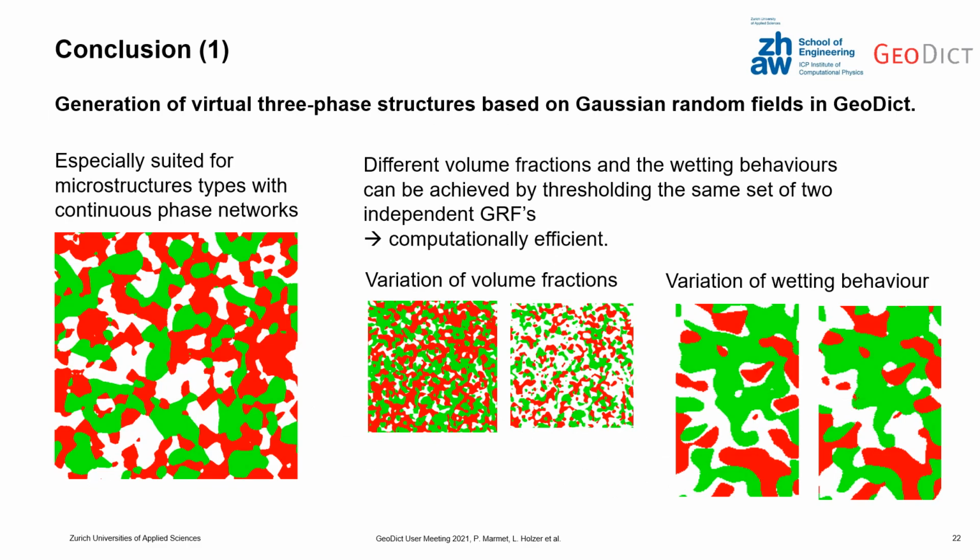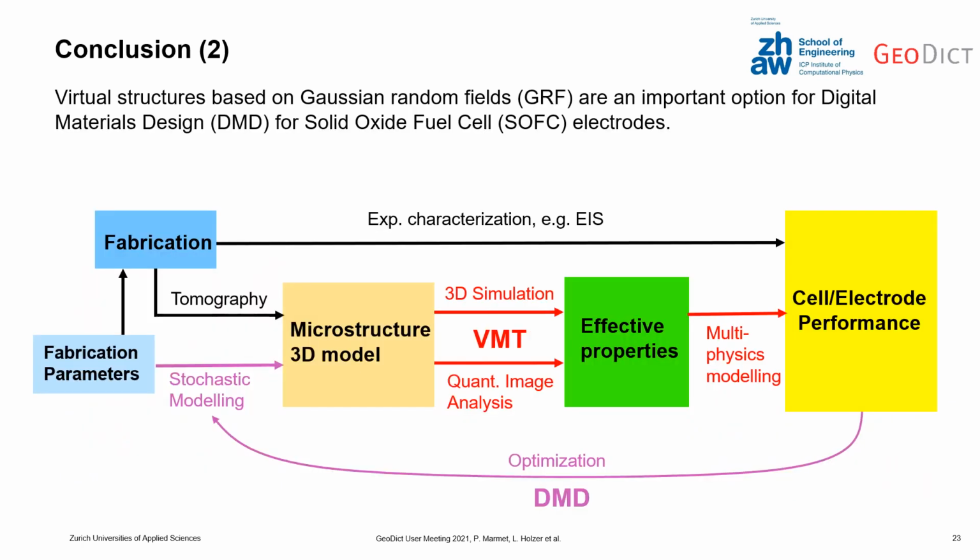As a conclusion, we presented the generation of virtual three-phase structures based on Gaussian random fields in GeoDict. This approach is especially suited to model microstructure types with continuous phase networks. Different volume fractions and different wetting behaviors can easily be achieved by thresholding the same set of 2 independent Gaussian random fields. So this approach is computationally efficient. These Gaussian random fields are an important option for the digital materials design of SOFC electrodes because their microstructure and effective properties can be matched very well to the original data from the tomography, to the original microstructure, and this in a very efficient way.